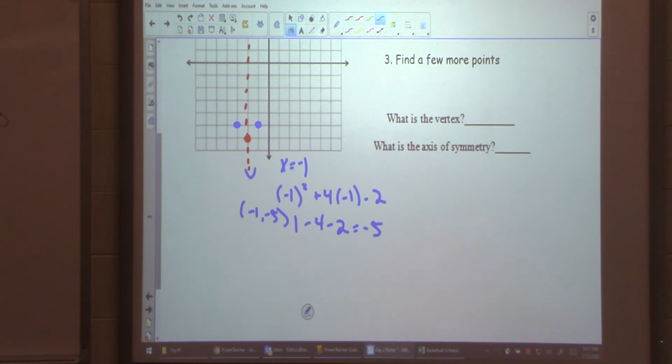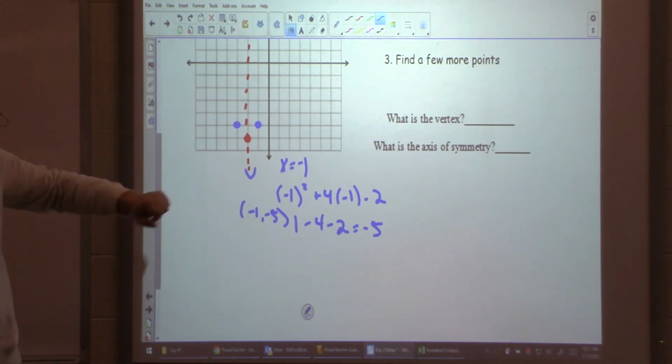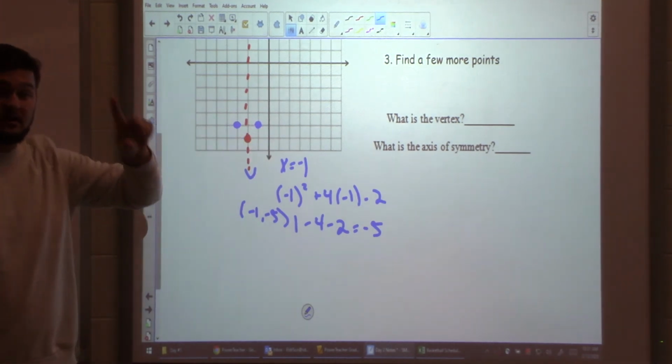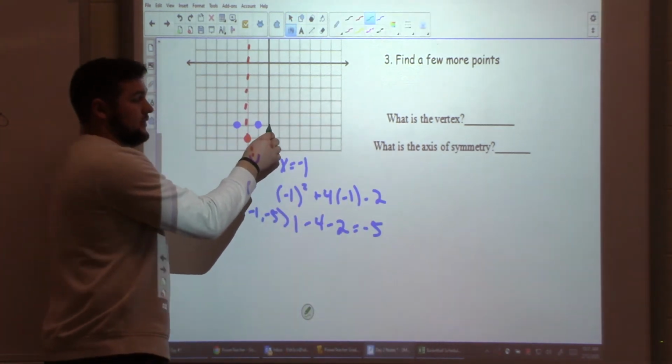It's symmetrical, right? So I can take it and mirror it across. You need 5 points to graph your line. 1, 2, 3. I need one more. So now I'm going to go one farther to the right. What x value is this?